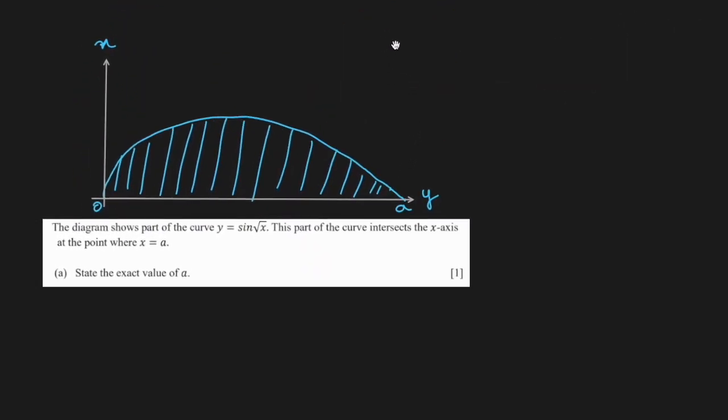Question number 8. The diagram shows part of a curve, this one, y equals sine square root x. This part of the curve intersects the x-axis at point x equal to a. State the exact value of a. So we can already see it is also intersecting at O, which is the origin. So we have to find the a. That means one of the x-intercepts of this curve will be 0, but we'll ignore it. We have to find a.